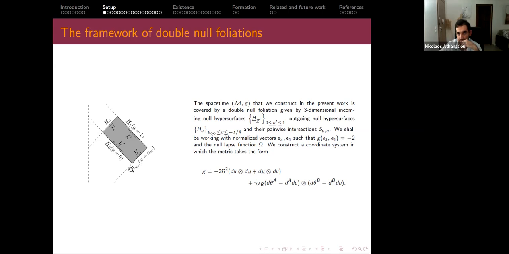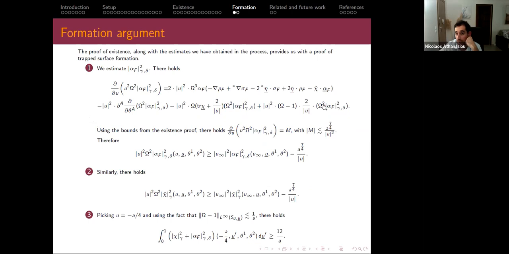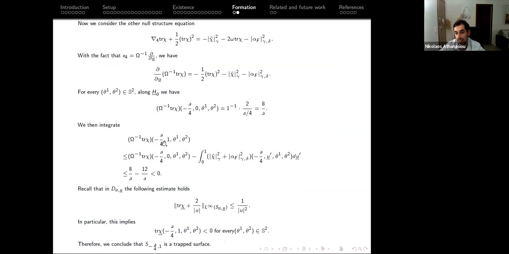So long story short, the important thing is that, having obtained all the estimates that we have obtained, these E3 equations of chi hat squared and alpha hat squared obtain certain terms which are given as follows, which however we are now able to bound by a good enough term. And the same holds for alpha. At the end of the day, using this idea, we're able to see that trace chi at the very tip is less than or equal to minus a negative quantity, so negative. And that is the difficult trace. The easy trace is trace chi bar, which you can show is negative in an easier way. Ultimately, you get that trace chi bar is also negative for all points on the two sphere. And because these bounds are pointwise, we conclude that the surface S minus a over 4, comma 1 is trapped.